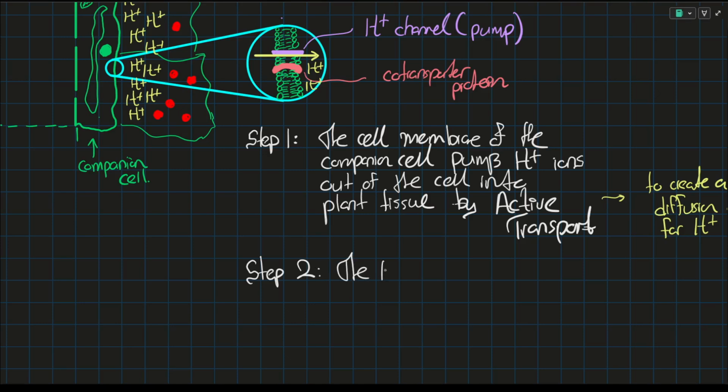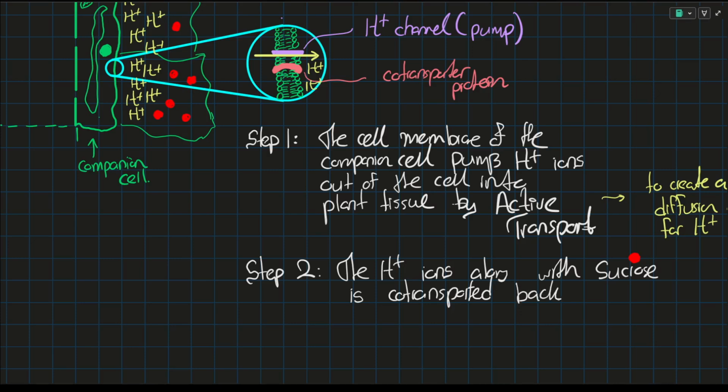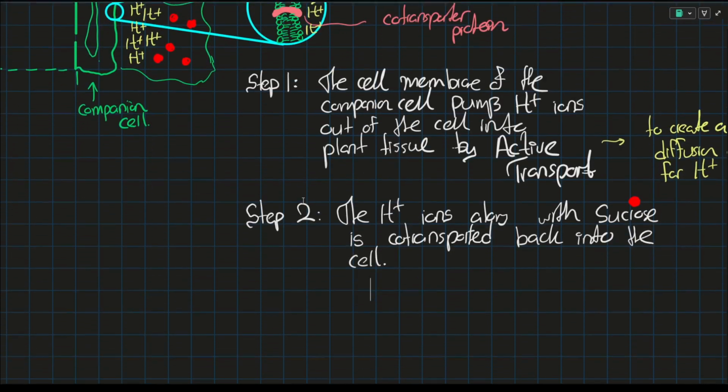So what happens? The H plus ions along with sucrose are transported back into the cell. Transported back into the cell. Very simple. Back into the companion cell.